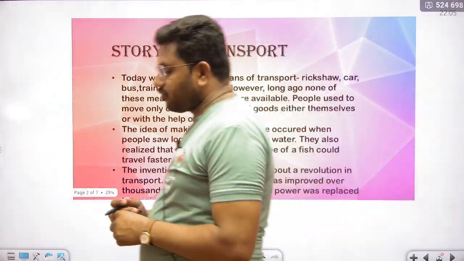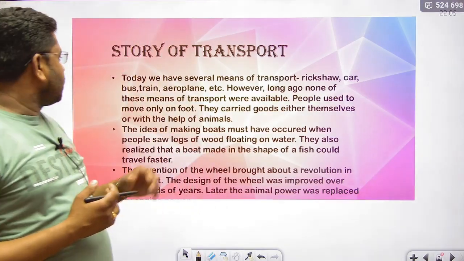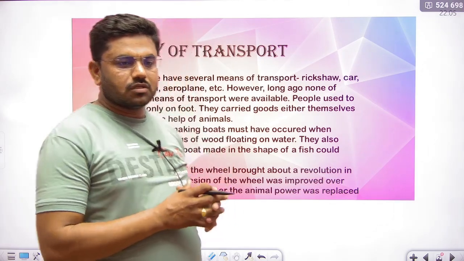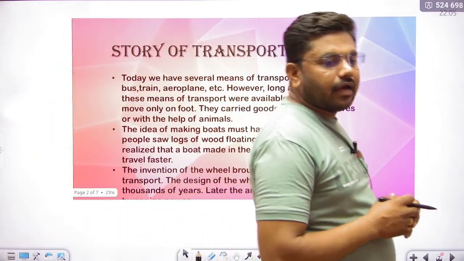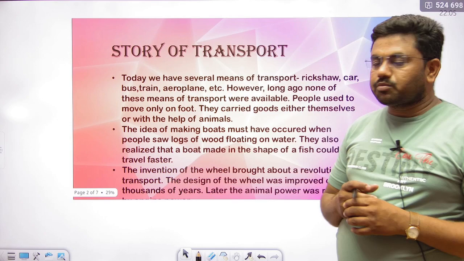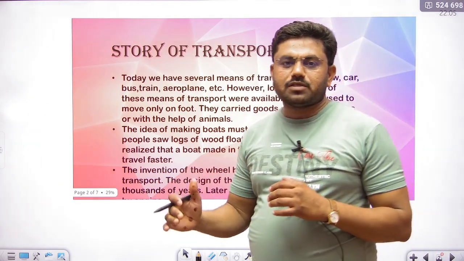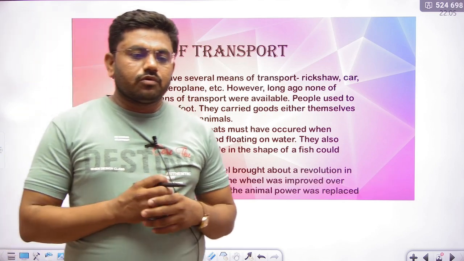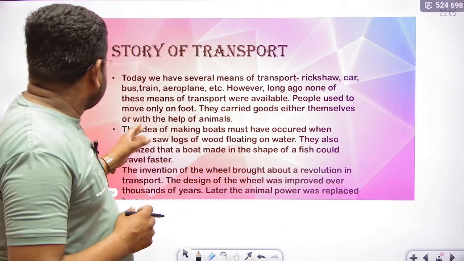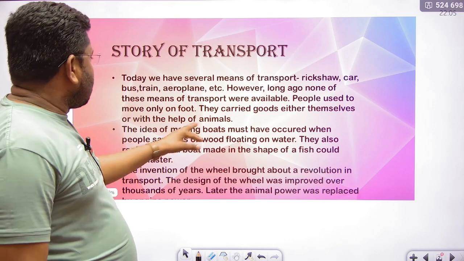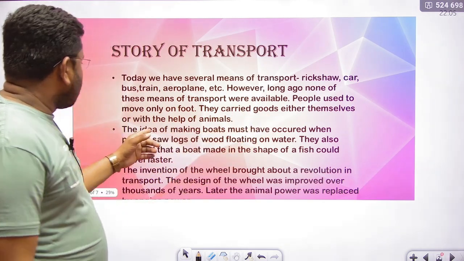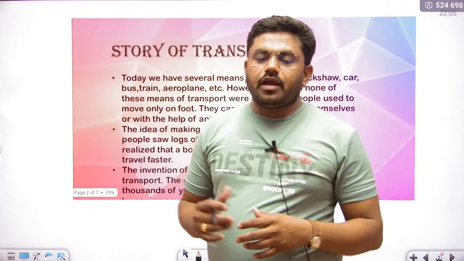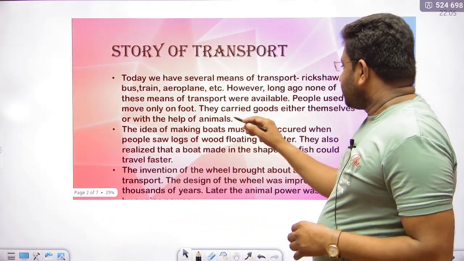Now see here the story of transport. Today we have several means of transport: rickshaw, auto, bicycle, train, aeroplane, and many other things we use to go from one place to another. Long ago, people carried goods either themselves or with the help of animals. The idea of making boats must have occurred, and due to that they carried goods by wood.